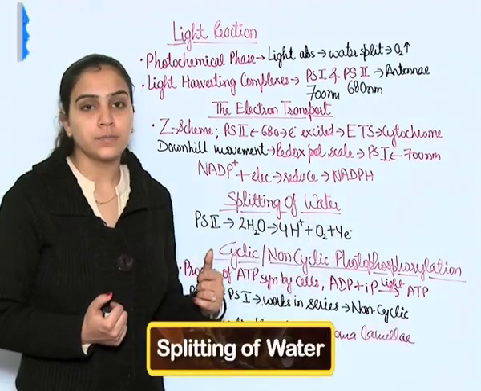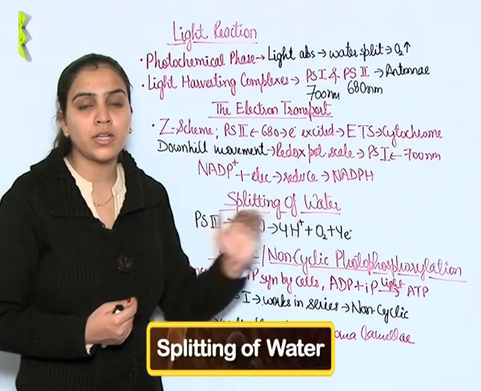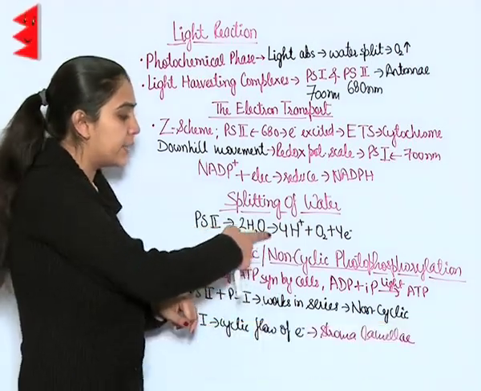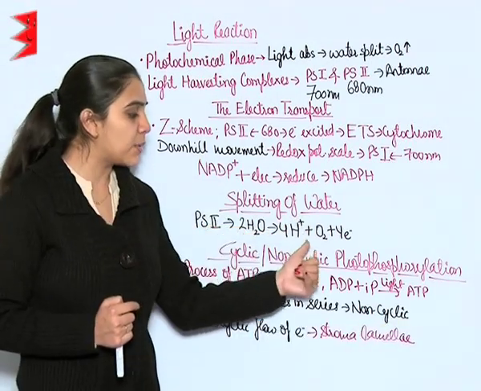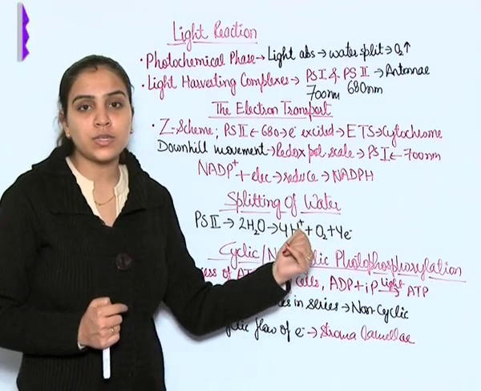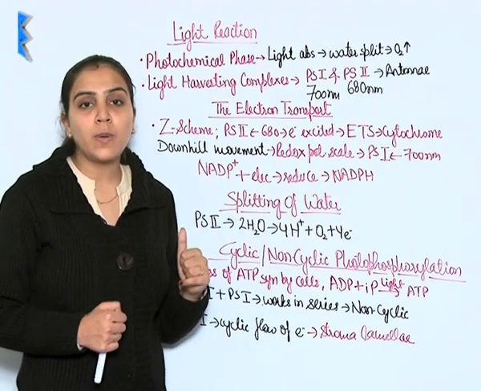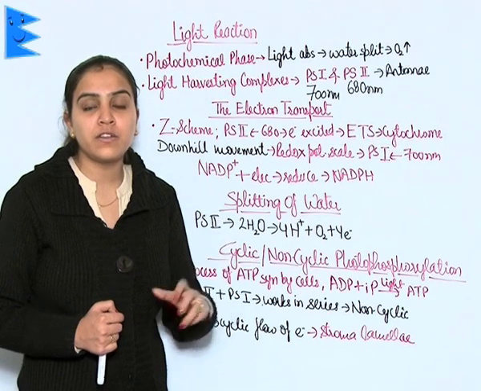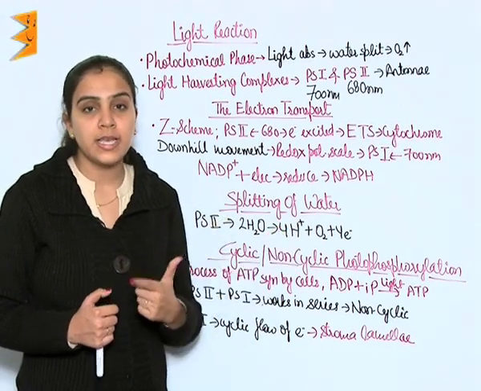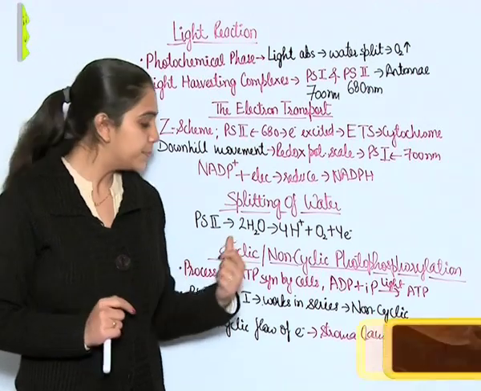Splitting of water. Whenever light is absorbed by PS2, splitting of water occurs in PS2 only. Whenever light is absorbed by water, it gets split into 4 H positive, O2, and 4 electrons are released. Oxygen, a product of photosynthesis, is released by this process. Also, it provides the electrons which have been removed by PS1. So, splitting of water provides two things. It provides oxygen as well as electrons to PS1.